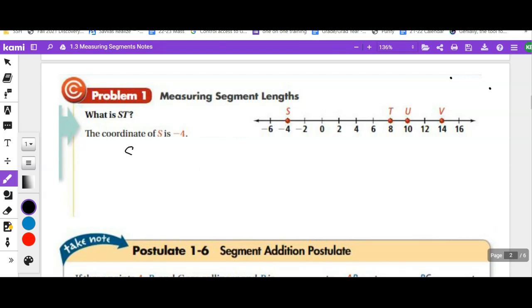So I'm going to say, so ST is equal to the absolute value. What's my coordinate of S? It's -4, minus my coordinate of T, which is 8. Close the absolute value bars. What's -4 minus 8? So that's equal to the absolute value of -12. And the absolute value of -12 is +12. So ST is equal to 12.